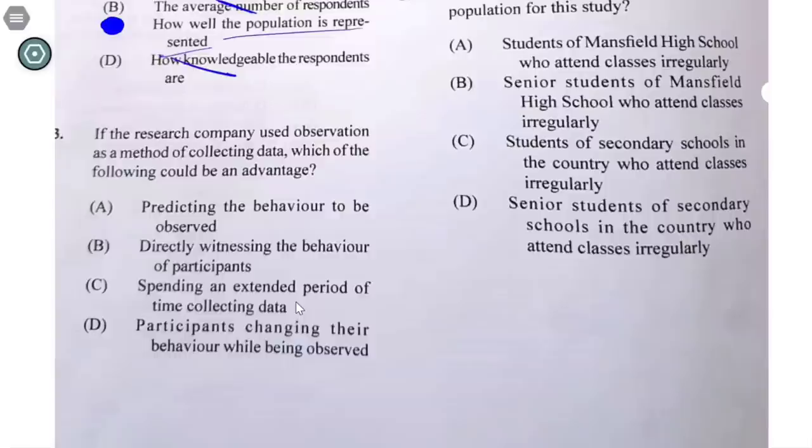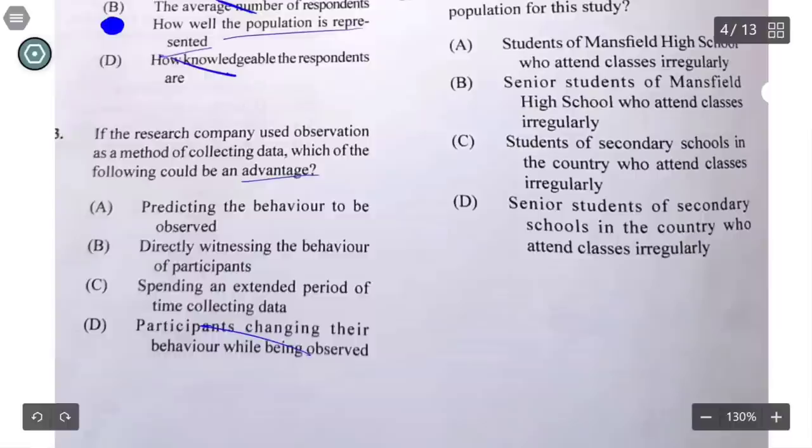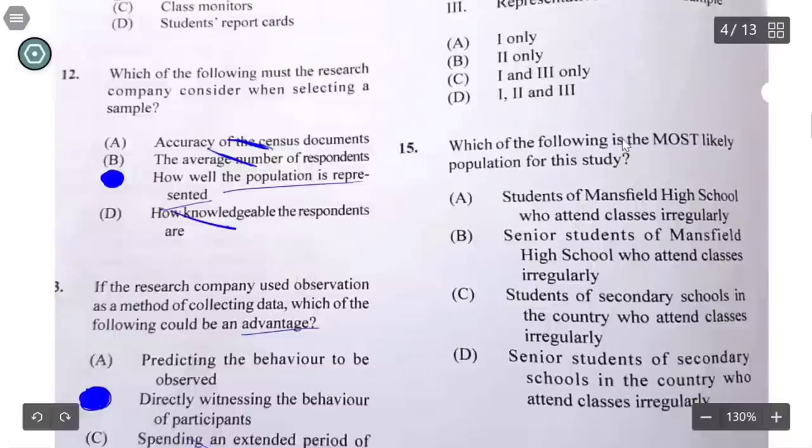Now we want to look for advantages, and this definitely does not sound like an advantage. C doesn't sound like an advantage either, so you want to think about A and B. And I think the most suitable answer for this would be B, so they would get some amount of subjectivity to the research, so they'll be able to directly witness the behaviors of the participants, see why they don't come, see if they don't come, see if they do come, right?